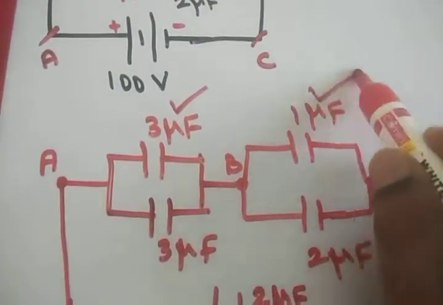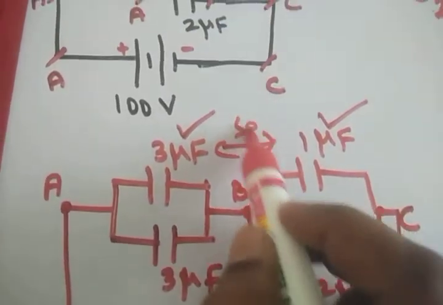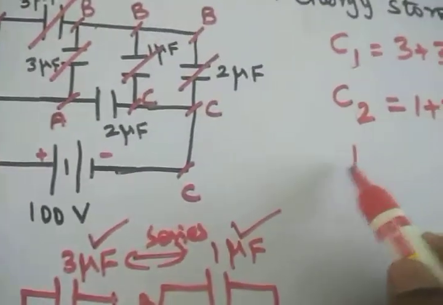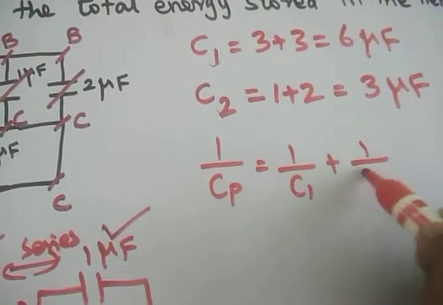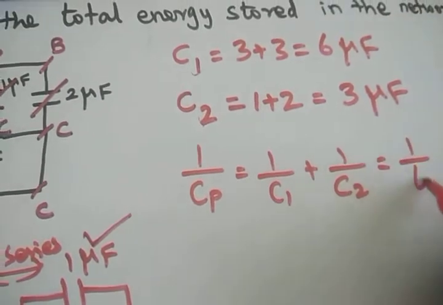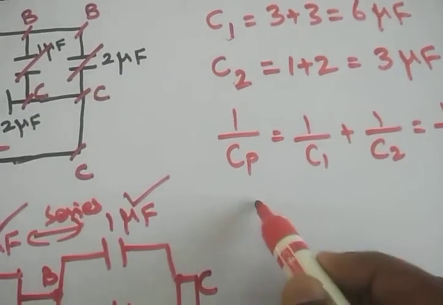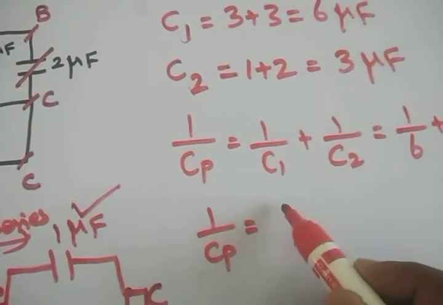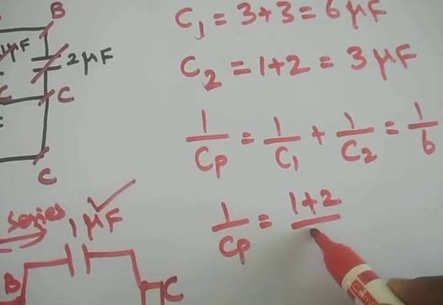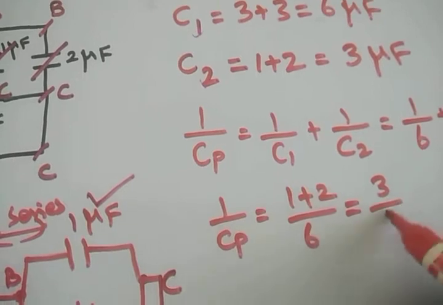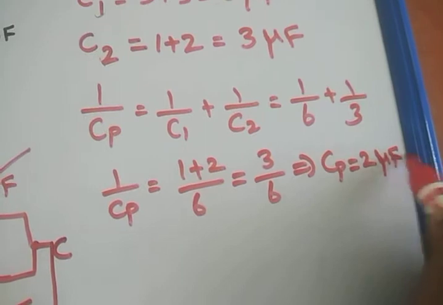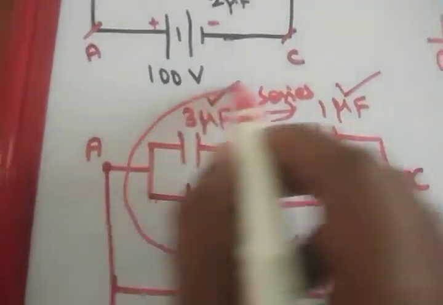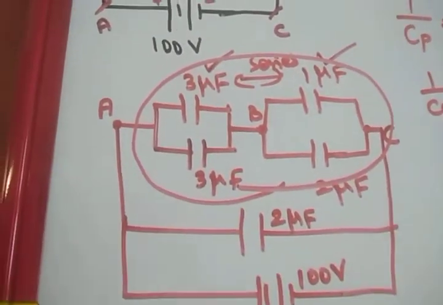Then these two are in series. When it is series, we use the formula 1 by Cs equals 1 by C1 plus 1 by C2. So the answer is 1 by 6 plus 1 by 3. So 1 by Cs equals 1 plus 2 by 6, which is equal to 3 by 6. Finally we get C equal to 2 microfarad. That is the capacitance of this part of the circuit.